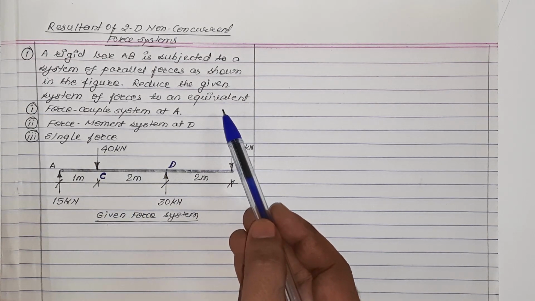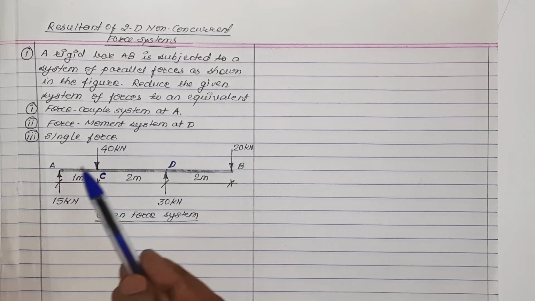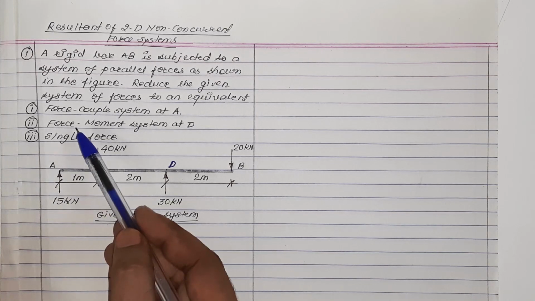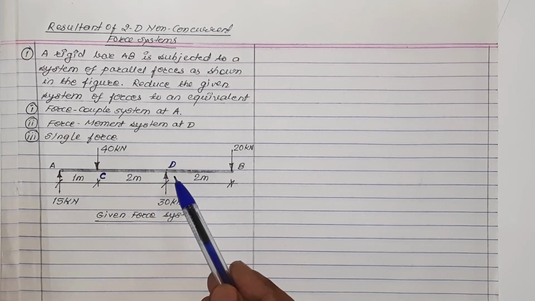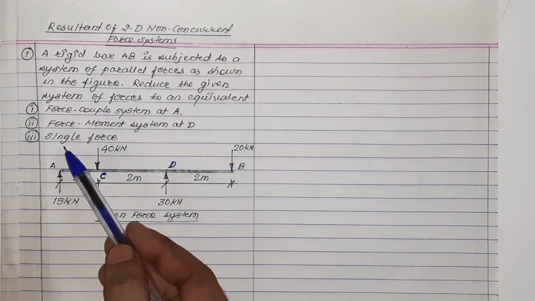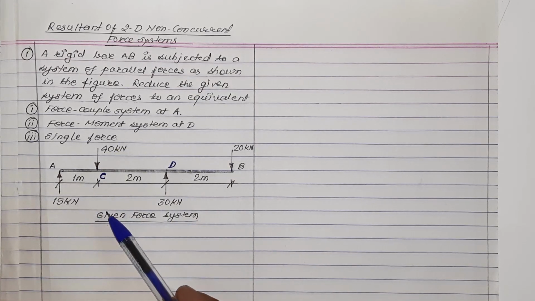So, in situation 1, that equivalent system would be force couple system at point A. In second situation, that equivalent force system will be force moment system at point D, and in third situation it will be only a single force which will replace all these 4 forces.